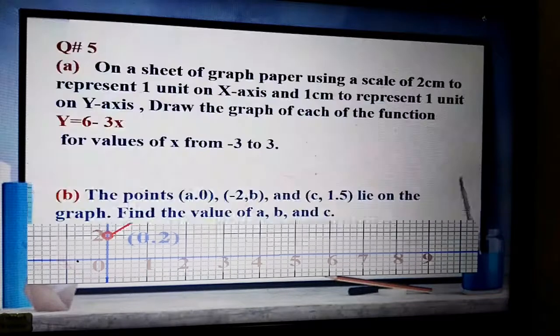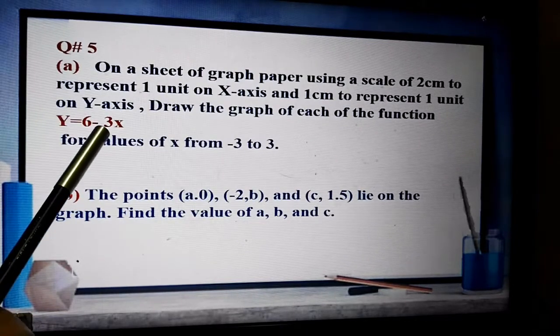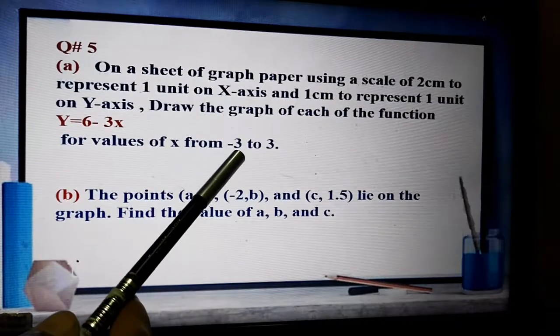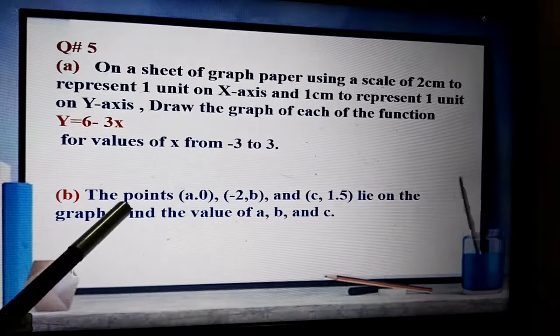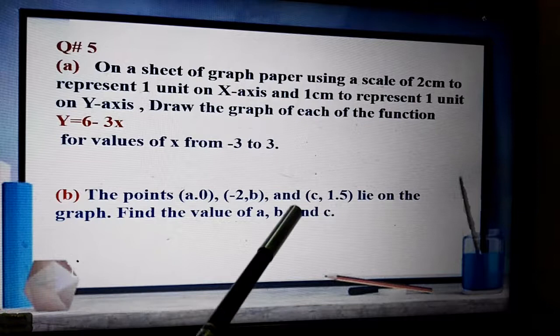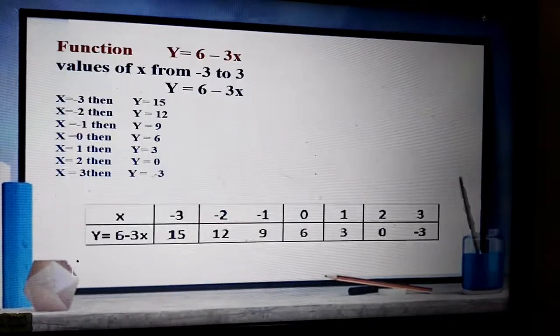Again, now here's question number 5: on a sheet of graph paper, using a scale of 2 cm to represent 1 unit on the x-axis and 1 cm to represent 1 unit on the y-axis, draw the graph of each function. The function here given to us is y is equal to 6 minus 3x, and the set of values for x is from minus 3 to plus 3. The second part of the question is that the points A (0, minus 2), B and C (1.5) lie on the graph. Find the values of a, b and c.